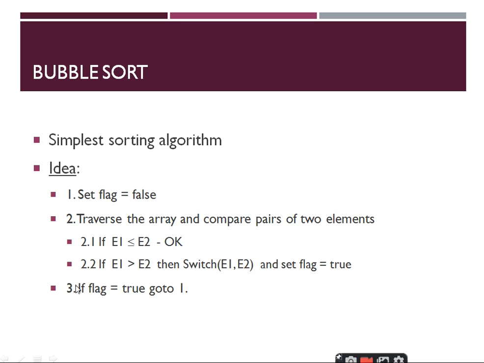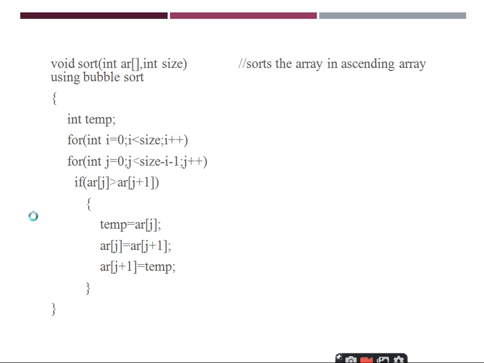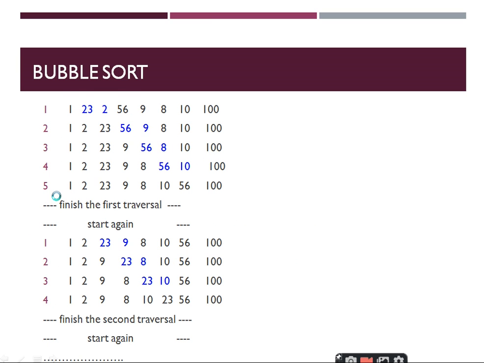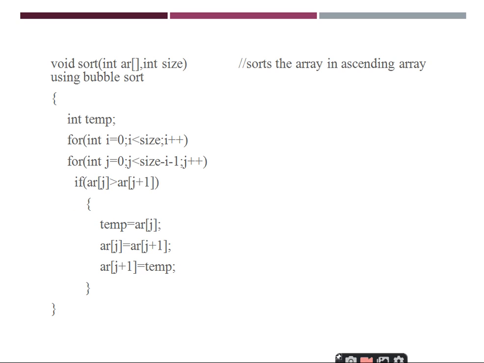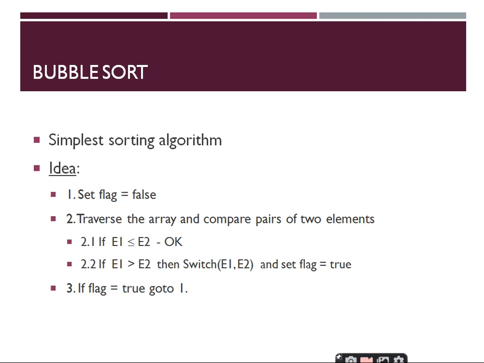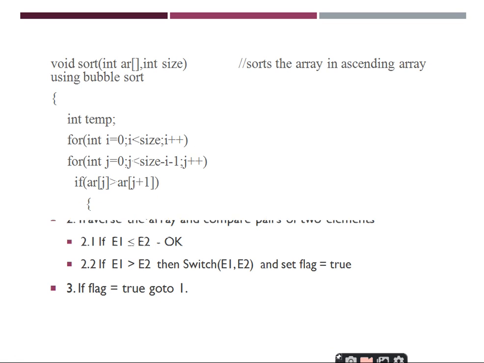Then if flag is equal to true, we again switch to step number 1. Since we have set the flag as true, we go to step 1 again, and then we continue from the next two elements for comparison. And this process continues till all of the elements within the array have been compared.